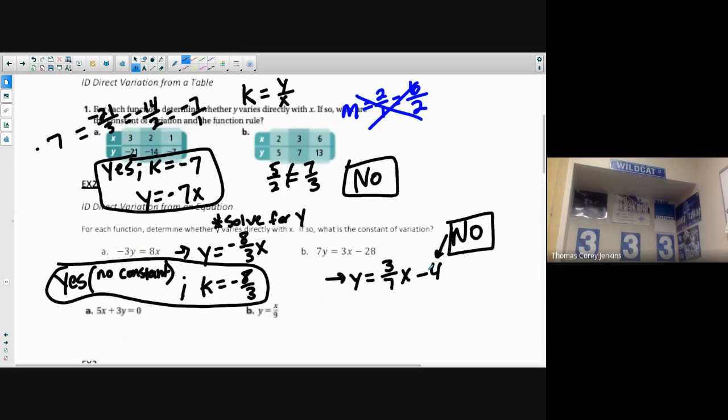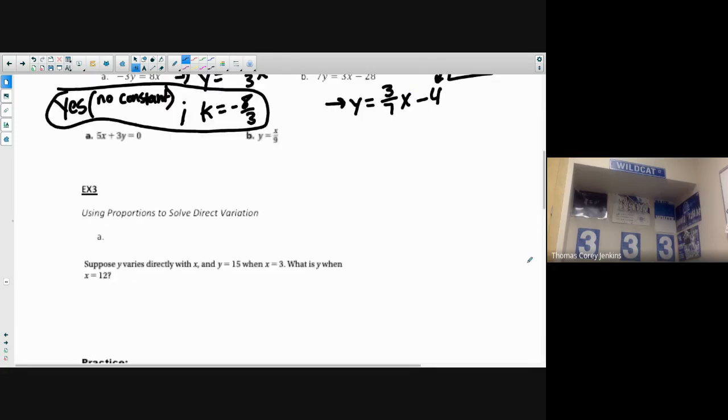Thinking ahead to next lesson, you might ask yourself, can I tell where it passes through or what's the y-intercept? But that's just a preview to the next lesson. I'm going to leave these other A and B for you to do and check on your own.